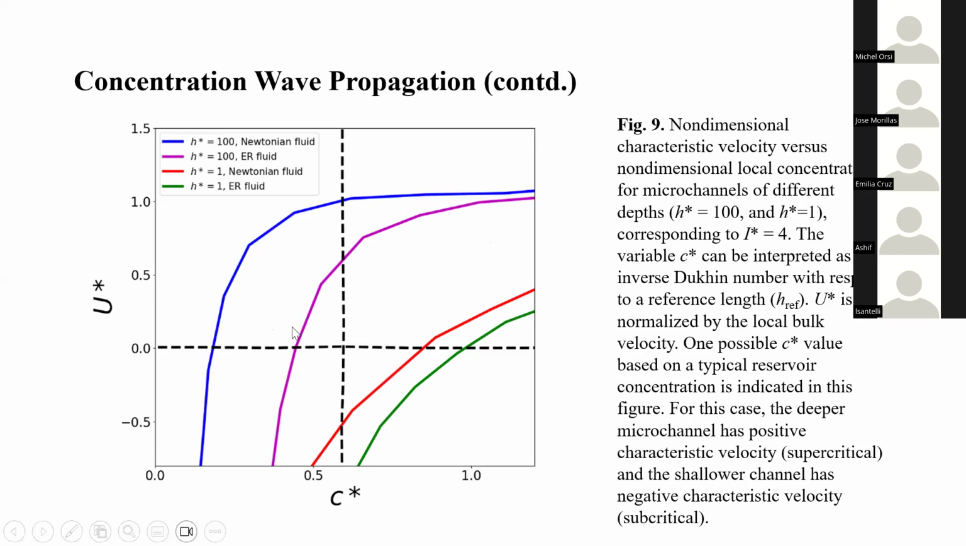So here, at high concentrations, U star for Newtonian and ER fluids continue to merge. They show quite a difference at lower concentrations, where the U star for ER fluid is lower than for Newtonian fluid.